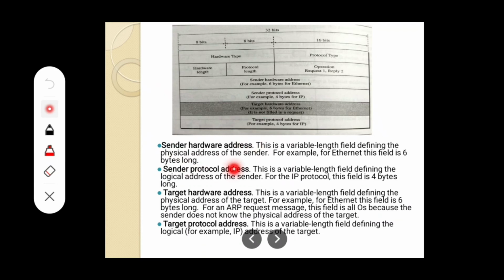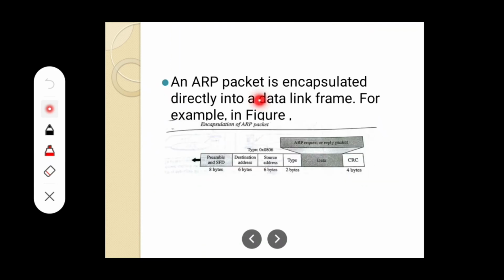So the explanation for this is given here. Clear? Now next one is ARP packet encapsulation. This ARP packet is actually encapsulated into our data link frame, which we have already learned about. So this ARP request reply packet is integrated along with this data link frame. This is the format. All these we have explained in the previous modules: preamble, destination address, source address, type, data, CRC. Along with this we have the ARP request reply packet. Clear?